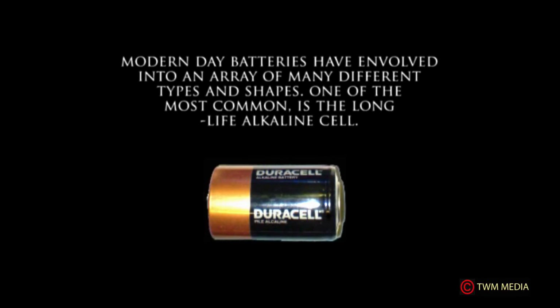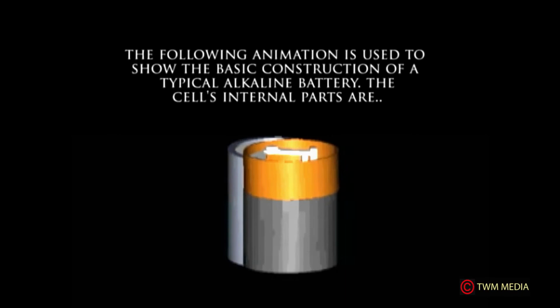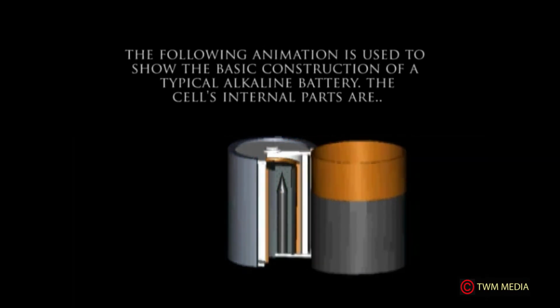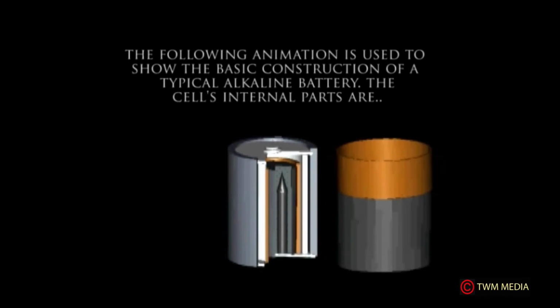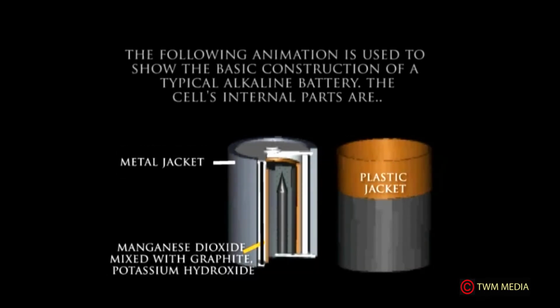Modern-day batteries have evolved into an array of many different types and shapes. One of the most common is the long-life alkaline cell. The alkaline battery is a transportable source of electricity that converts chemical energy into electric energy. The following animation is used to show the basic construction of a typical alkaline battery. The cell's internal parts are 1. Plastic jacket. 2. Metal jacket. 3.